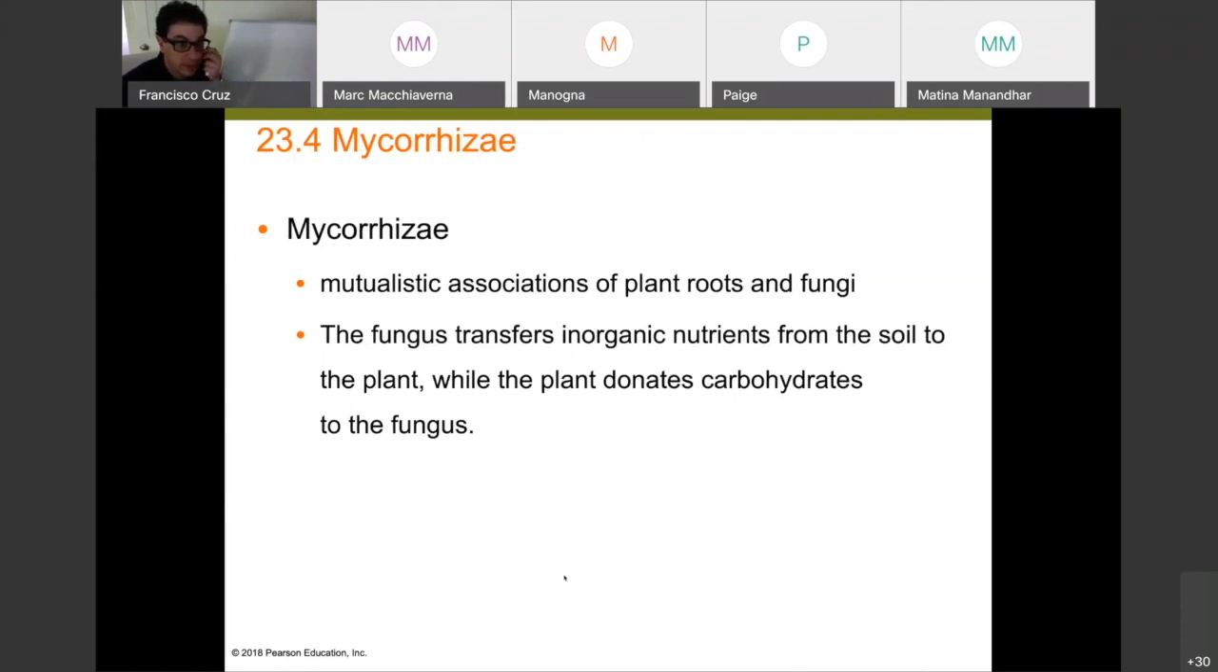So the mycorrhizae, what's that? On the shiznit. All right, stop it, Dr. Cruz. All right, so mycorrhizae, Snoop Dogg symbiosis. No, I'm just kidding. Mutualistic association of plants and fungi. It's not just bacteria. So this is a fungus.